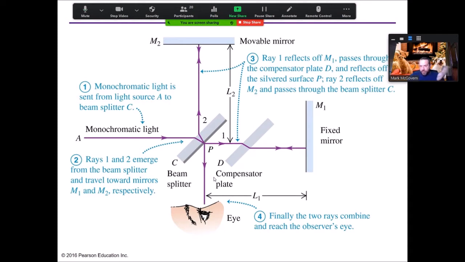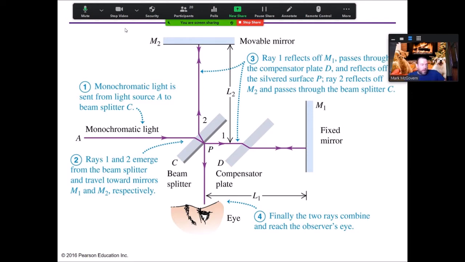And an observer can look at it. Now, you don't put your eye here, though. The idea is that you post this on a screen of some kind. And any kind of wavelength difference between the two paths would become evident in your picture. So that's the idea behind this.